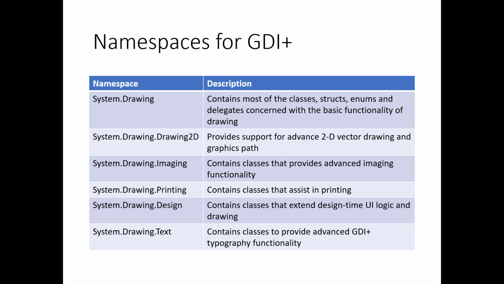Fifth is System.Drawing.Design. It contains classes that extend design-time UI logic and drawing. And the last one is System.Drawing.Text. It contains classes to provide advanced GDI plus typography functionality.